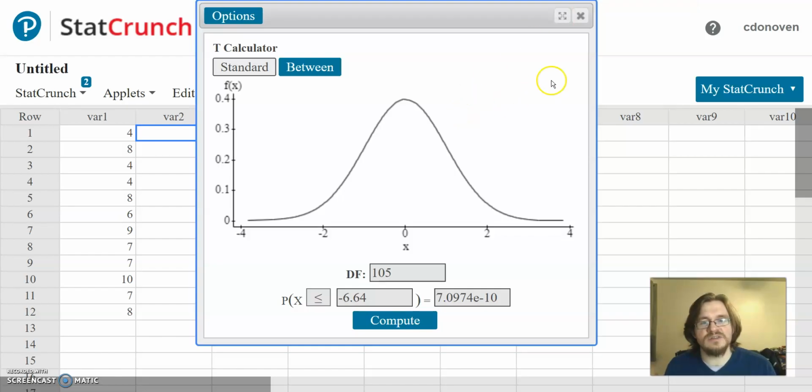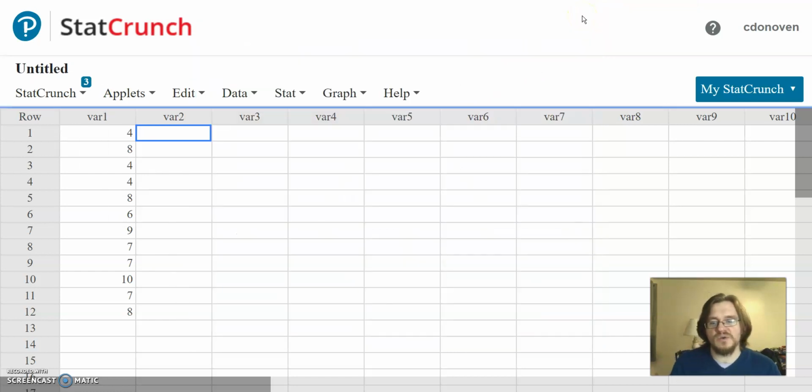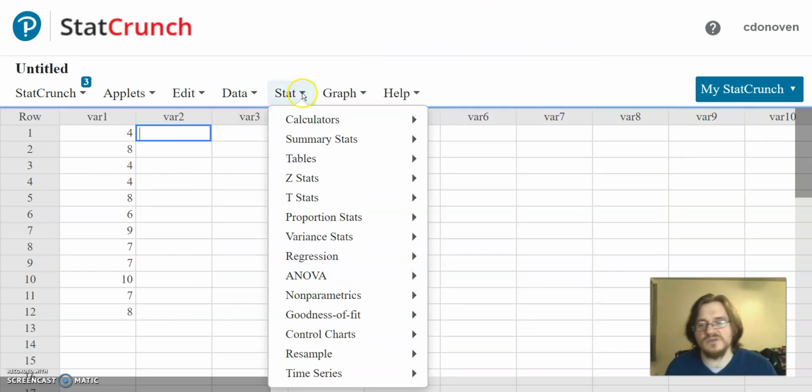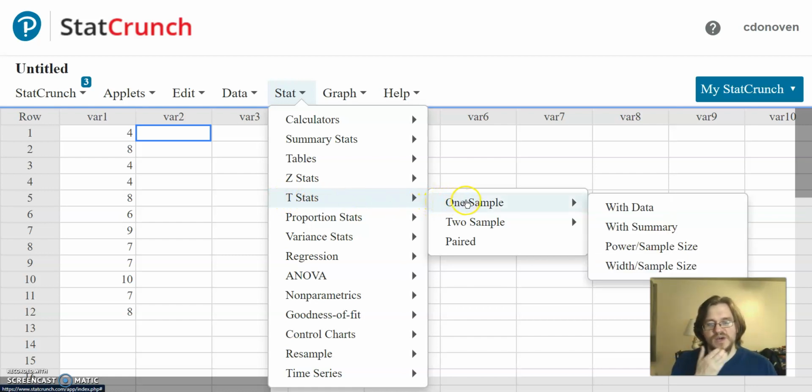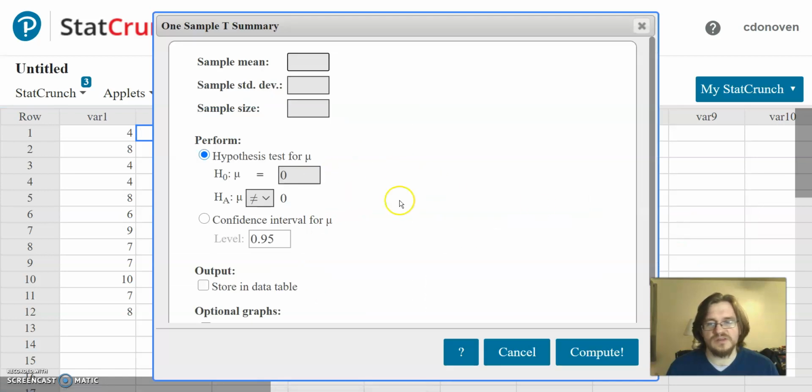Coming over to StatCrunch, we can also enter all this information into a nice calculator here. We can look at t-stats. Our sample, we only have one sample. This is not two samples, so we only have one sample. But this time we don't have each individual data value. We don't know each person's body temperature. We only have the summary information. We only have the means and the standard deviations.